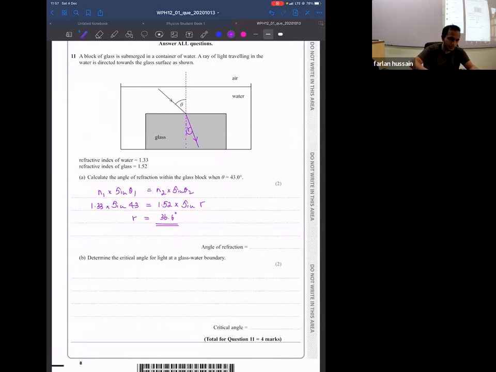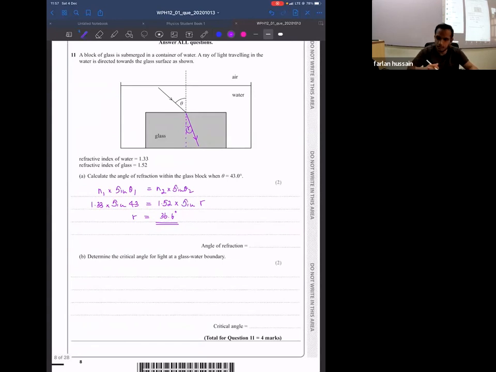Okay. Then the next part of the question: determine the critical angle for light at a glass water boundary. Now let's say the light is entering from glass to water. This is the normal. It's entering from glass here to water. This is 90 degrees. So this is what we call the critical angle.